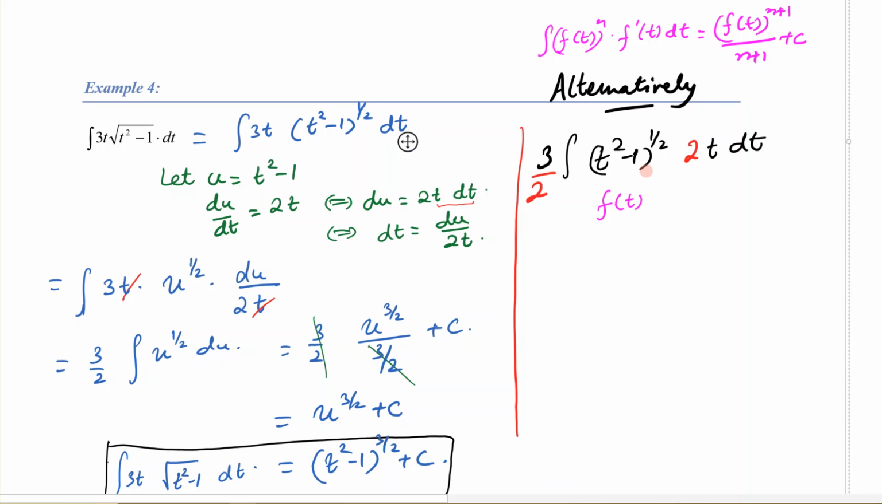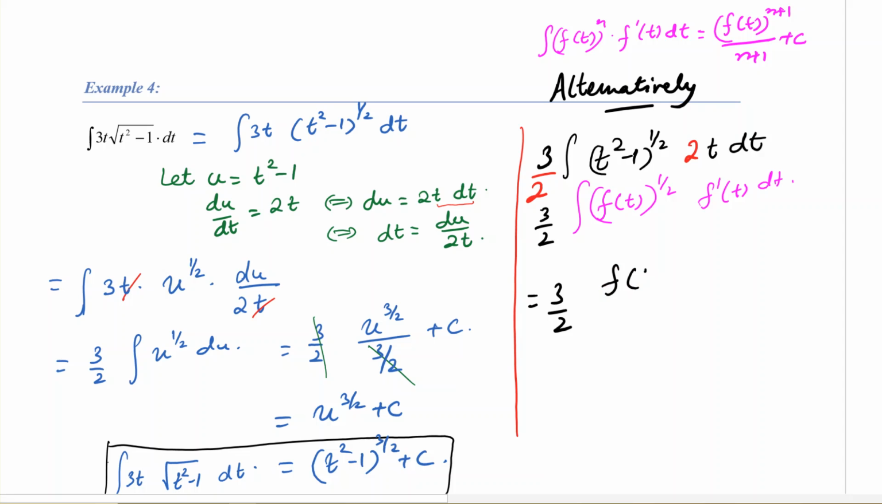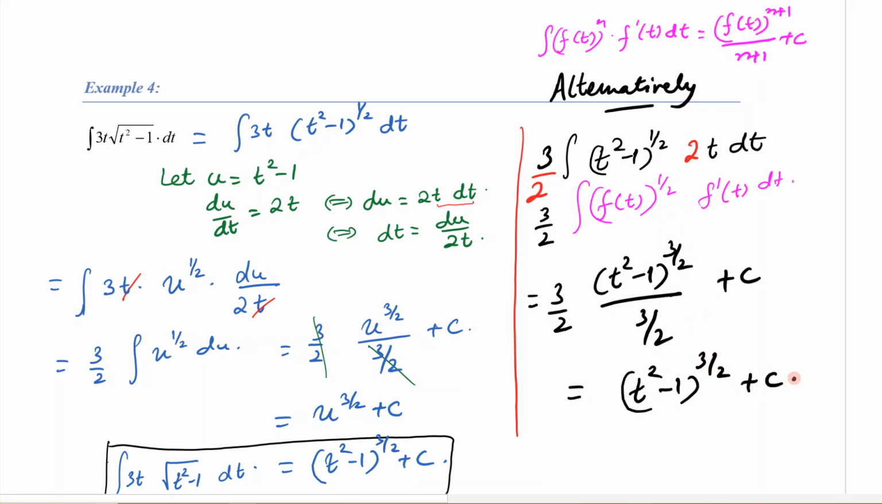So function raised to power half, and you have the differential of the function along with it. So this integral is easier to solve. So our answer would be 3 over 2 times: increase the power of the function by 1. So that would be (t squared minus 1) raised to power half plus 1, which is 3 over 2, so 3 over 2 plus c. So 3 over 2 and 3 over 2 cancel. We are left with (t squared minus 1) raised to power 3 over 2 plus c. I hope that makes sense.